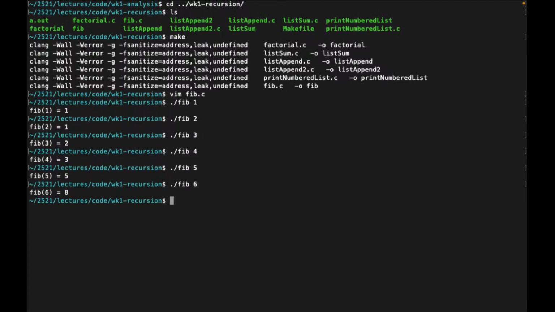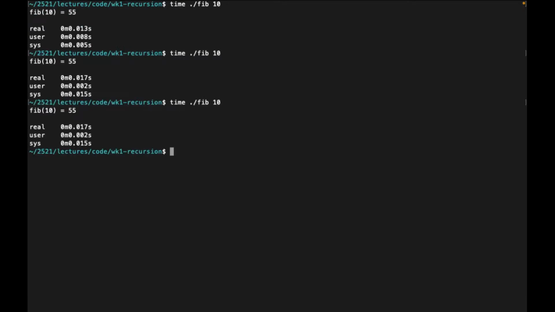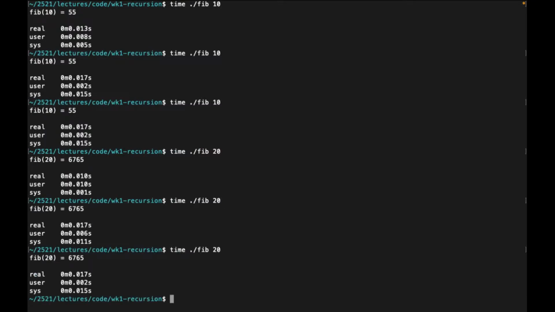Okay, now let's see what happens when we try to time the program. To time the program, we put time before the program. So let's try seeing how long it takes to get the 10th Fibonacci number. That's pretty fast. It takes less than 0.01 seconds. Let's try 20. Still really fast. Now let's try 30. Let's see what happens.